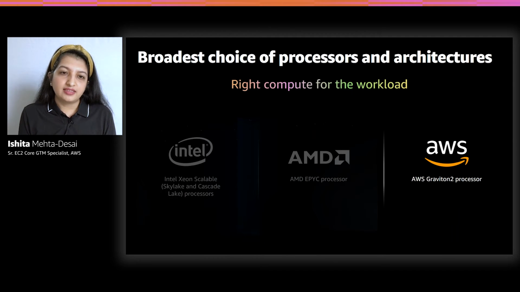At re:Invent 2019, AWS announced the second generation of the Graviton processor, which is Graviton 2. Let's take a look at that now.